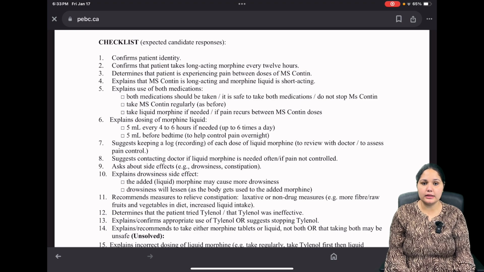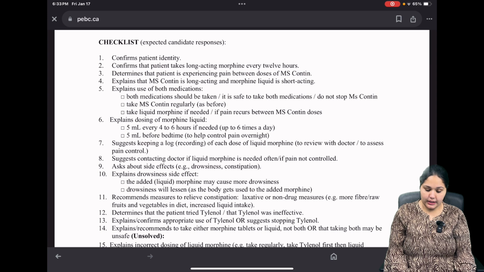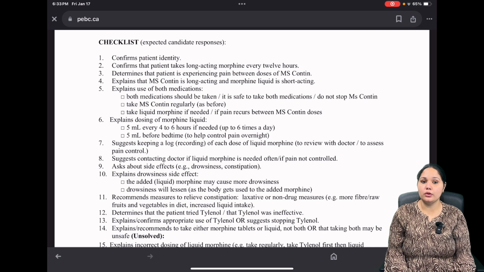Whenever there is a station, there is a specific checklist on the basis of that station. For example, in this station, this is a complete checklist of what the examiner is going to look for. Obviously, as I told you, confirm patient identity, confirm that the patient is taking the long-acting morphine every 12 hours, like 8 a.m. in the morning, 8 p.m. in the evening. Determine that the patient is experiencing pain between the doses. That's another thing the examiner wants from a pharmacist, to find out the reason the morphine liquid was given to the patient.